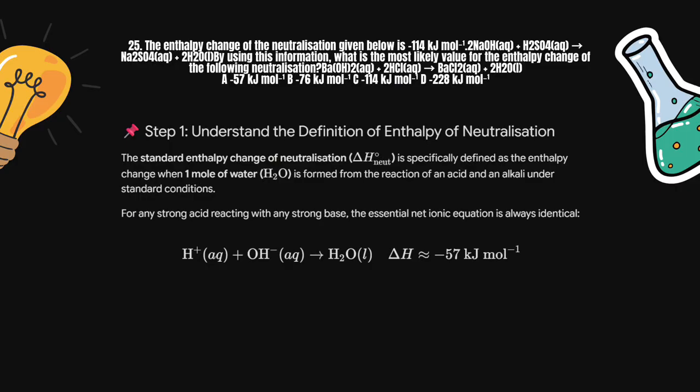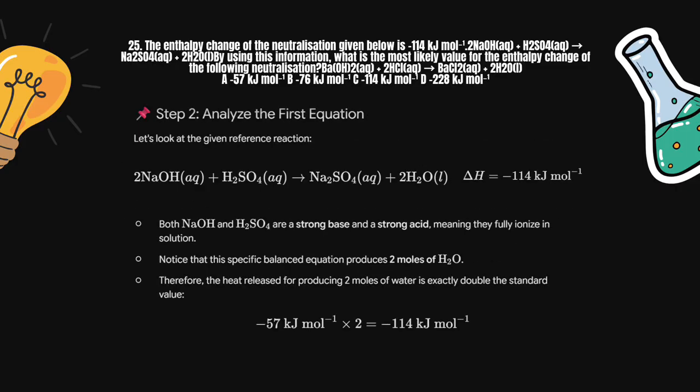H+ (aq) + OH- (aq) react to form H2O (l) with a delta H of approximately minus 57 kilojoules per mole. Step 2. 2NaOH + H2SO4 reacts to form Na2SO4 + 2H2O.